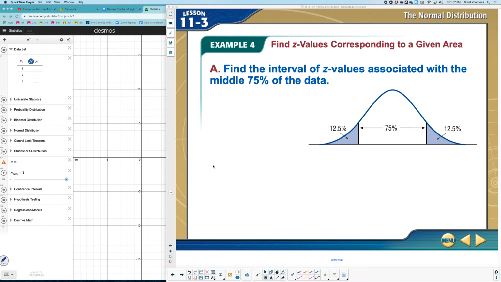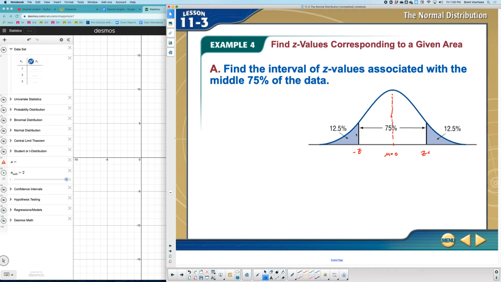All right, example 4. Let's look backwards now. Let's talk about what if we were given the area and we wanted to find the z-value that's associated with that data. Okay, so reminder with z-values. With z-values, we say that the mean, this middle symmetrical point, is a mean value of 0. We want to find what z-value will give me approximately 75% in the middle, which means that whatever z-value is here, this will be a negative z-value on this side, such that I have 12.5% on each side.